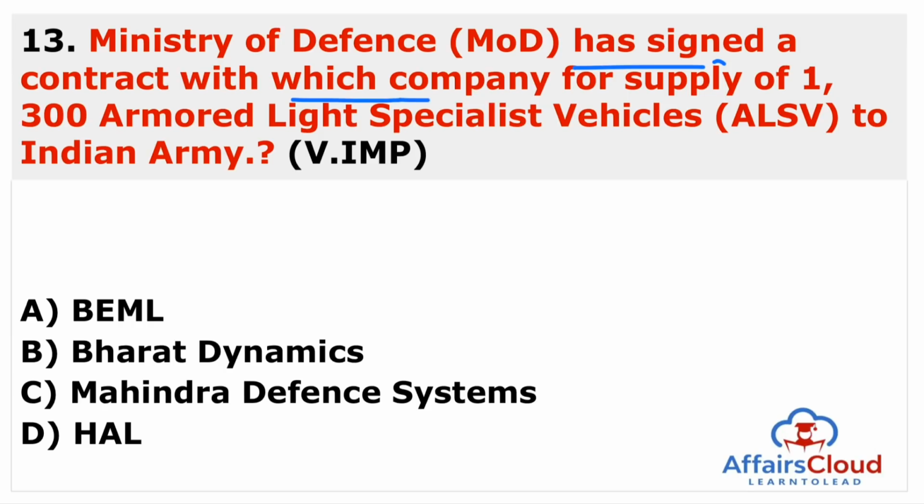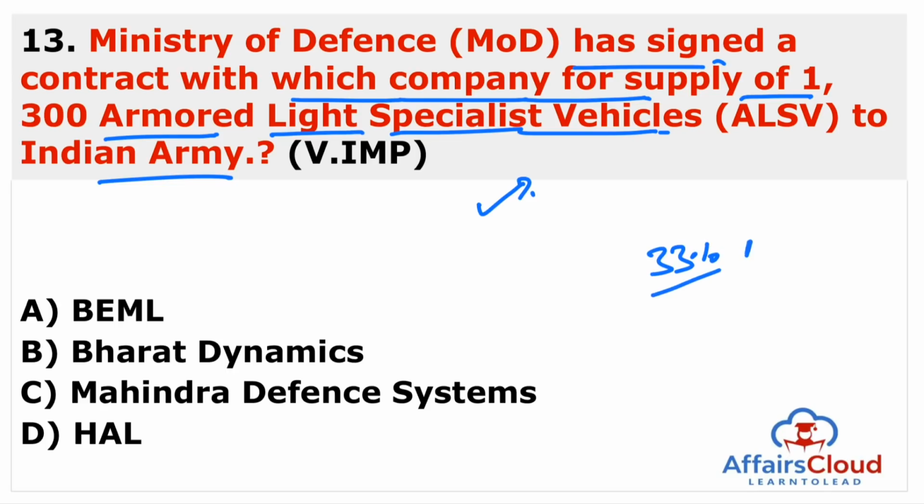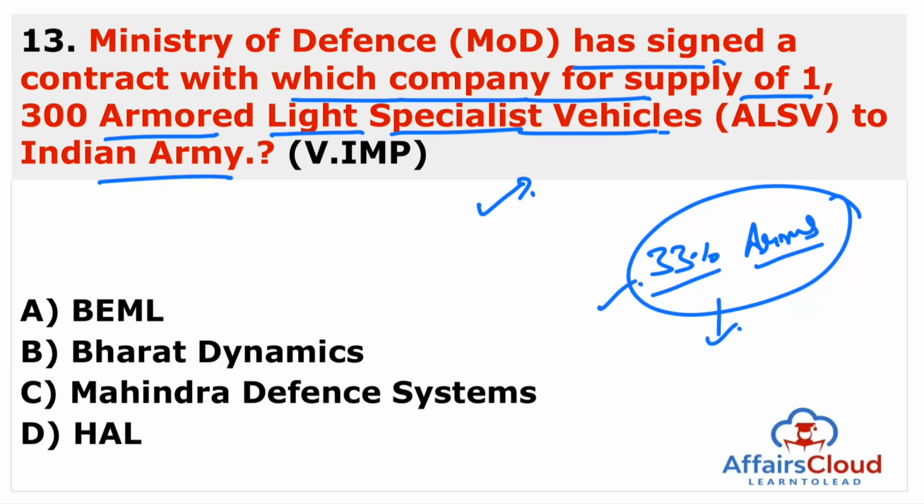Ministry of Defense has signed a contract with which company for supply of 1300 armored light specialist vehicles to the Indian Army? Again, it is just to achieve the Atmanirbhar Bharat target or Make in India concept, because recently we covered a report that 33% arms import of India has decreased. So it is a very good news for India, because if it is decreased, it means indigenous products are coming up. So that's why India's self-reliant target of the defense sector is now improving. So 33% arms import is now decreased. So it is very important and very good news for India.